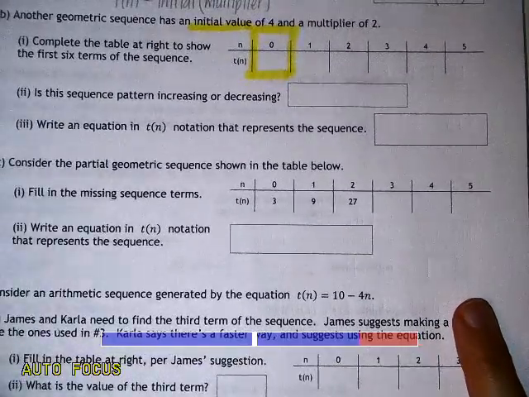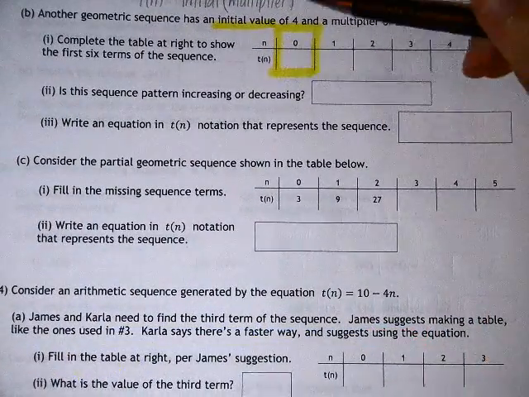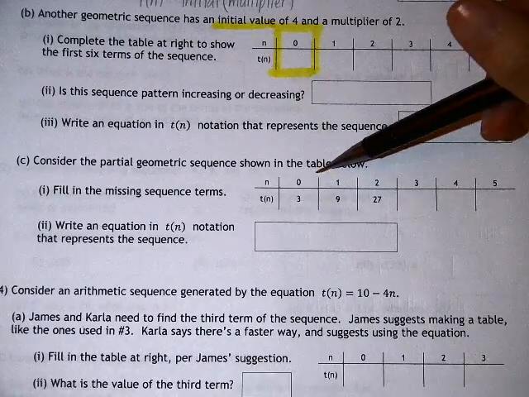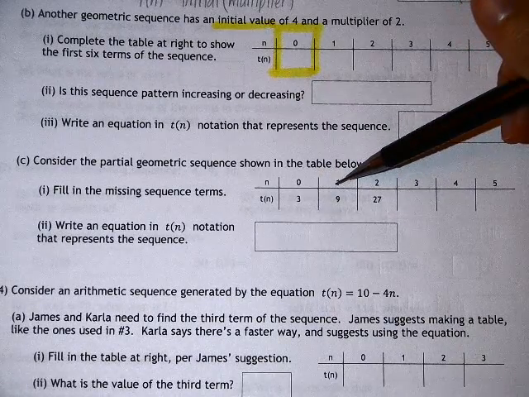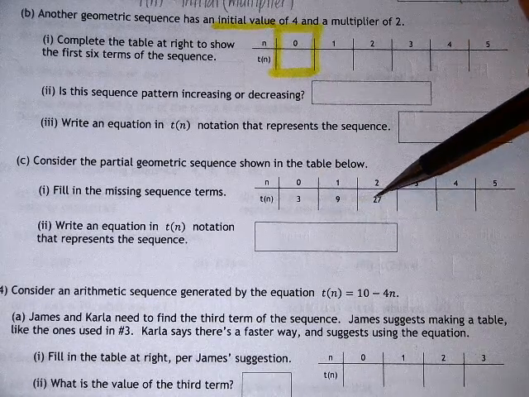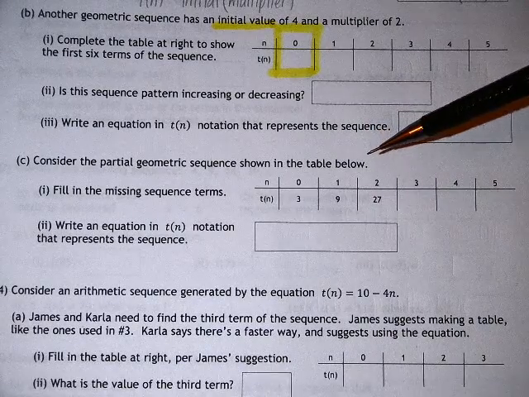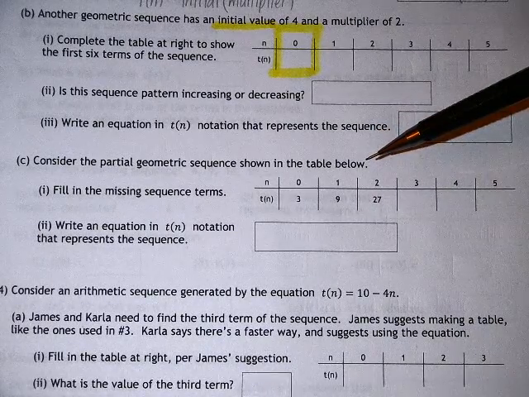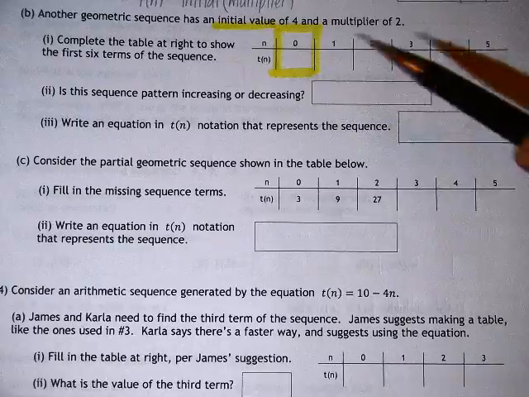Question letter C is kind of a twist on what we were doing in A and B, because this time they're not telling us what the initial value is or what the multiplier is. They're just giving us a few hints in the table and letting us figure it out for ourselves. So the first thing we'll want to do is see what they gave us.